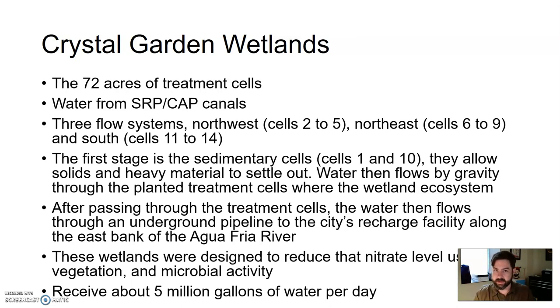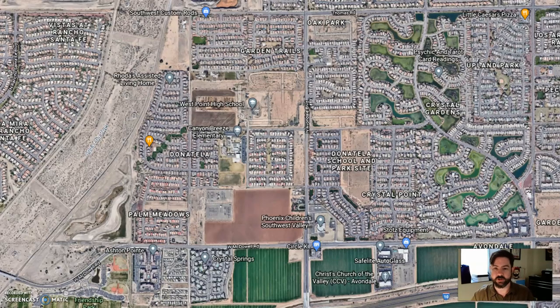Every day, this area, the Crystal Gardens, receives about 5 million gallons of water per day, and it's all naturally filtered again before it makes its way into the recharge area. So here is the Crystal Gardens. Westview would be off the screen up here. The new West Point High School's here. After it filters through all of these, it travels in an underground pipe, and it's dumped in this recharge area.